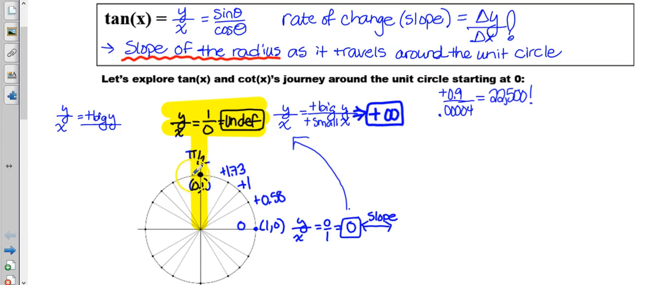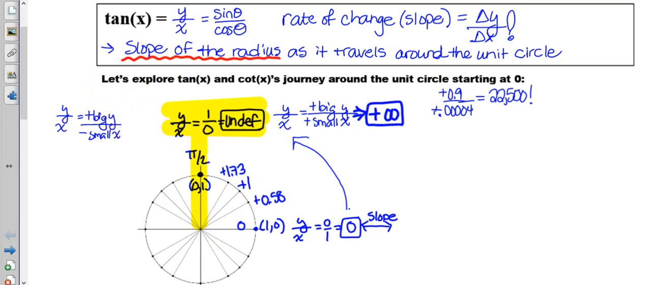But now, if I'm in this location right about here, notice what happens to the x value. That x value is no longer positive. It's negative. So we have a positive large Y divided by a negative small x. We can literally imagine this example again, but instead of dividing by a positive 0.00004, now I'm dividing by a negative 0.00004. So this would be negative 22,500.